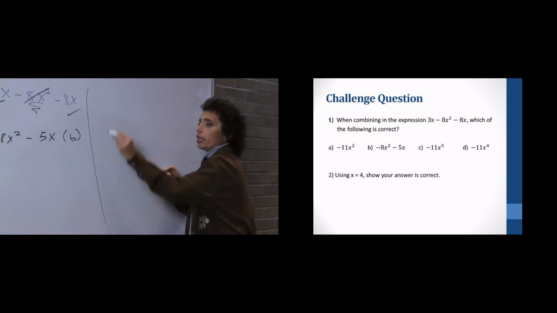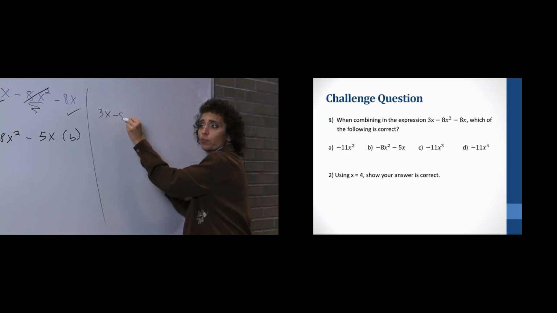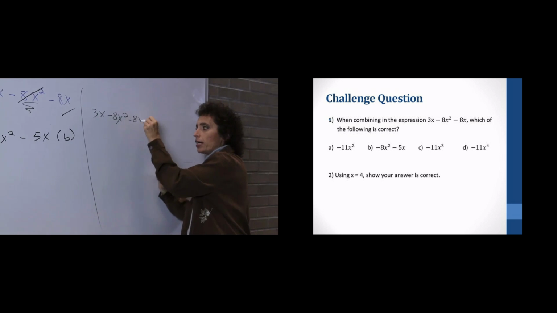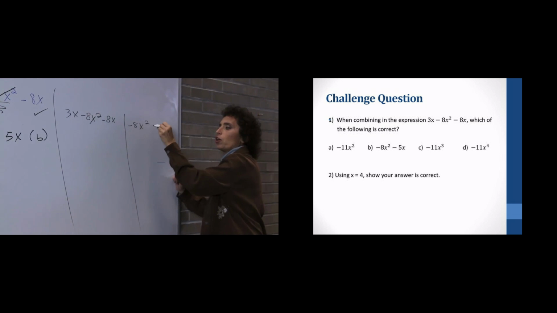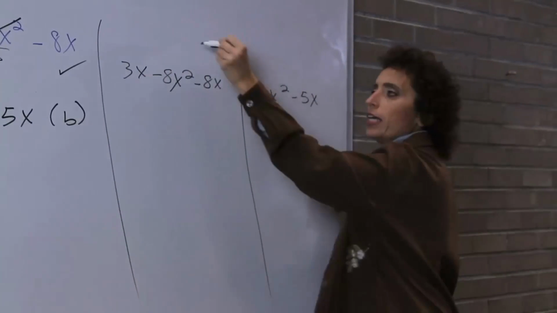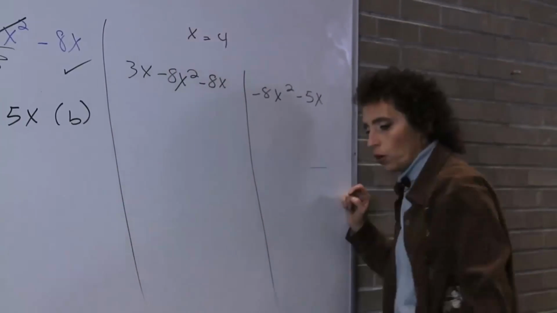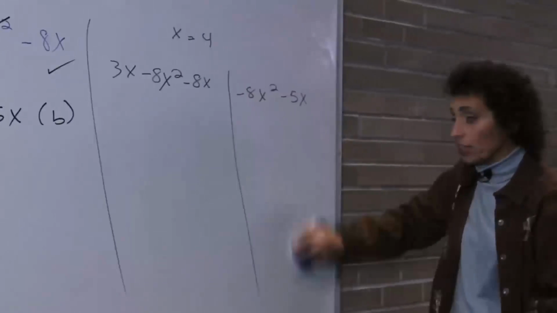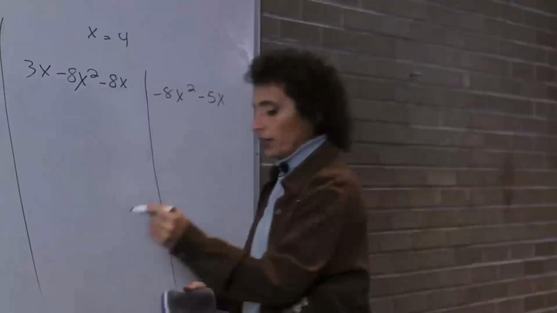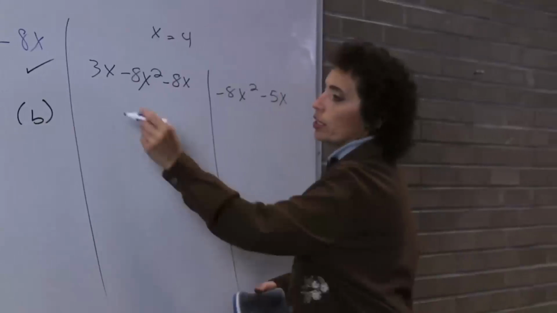However, it asks me to prove this when x is 4. So here's what that means. If I take 3x minus 8x squared minus 8x, and I take the answer, negative 8x squared minus 5x, and I plug in x equals 4, I should get the exact same answer. Otherwise, if I don't, I made a mistake. So let's take a look at plugging this in.